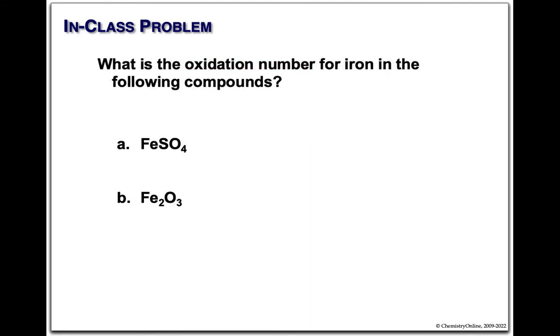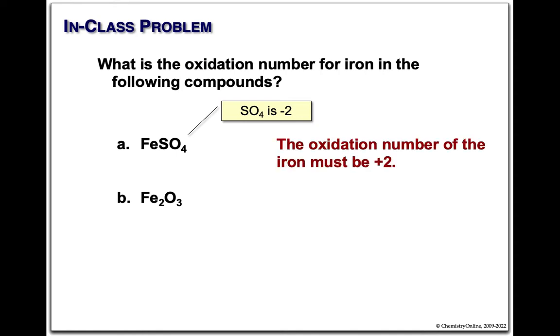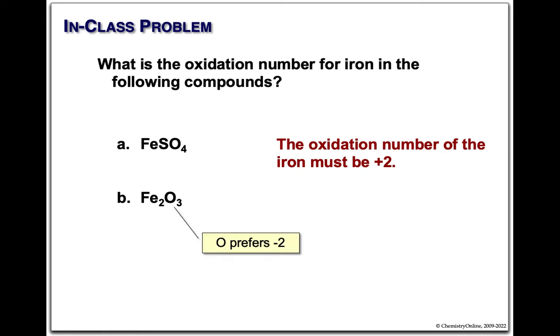Iron sulfate. Sulfate, we remember, is minus 2. To make this neutral, the iron must be plus 2. Oxidation number is charge is plus 2. Fe2O3, you could do crisscross backwards. We have 6 negatives here. We need 6 positives. Each oxygen is going to be minus 2, that's 6 negatives. That means the irons must be plus 3.